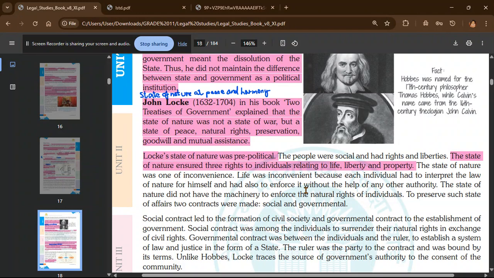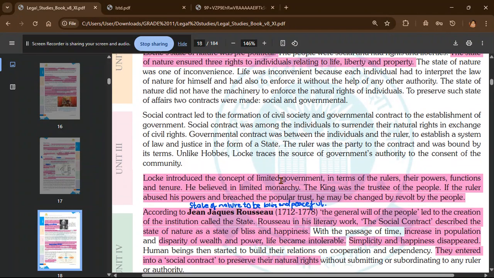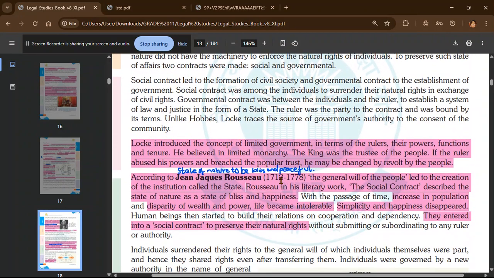Okay, then they say that life was inconvenient because each individual had to interpret the law of nature for himself. Okay, this you don't have to believe it. Then we come to, okay, so John Locke also told, he introduced the concept of limited government.